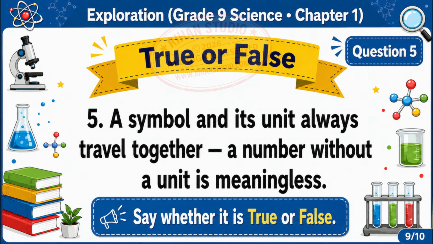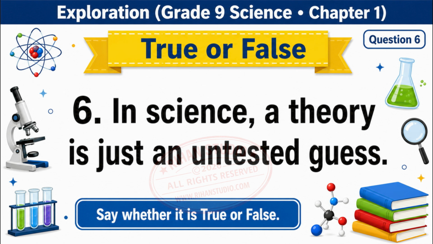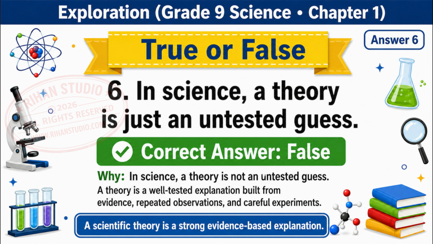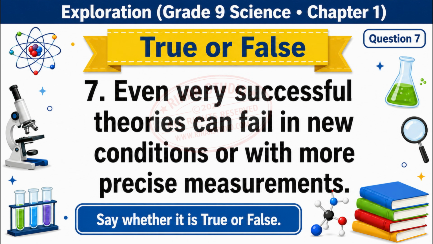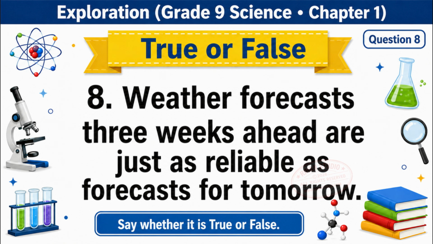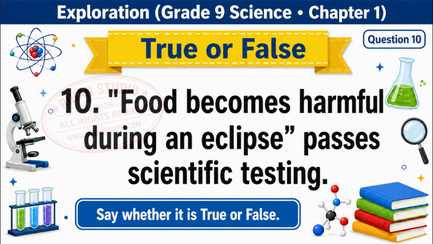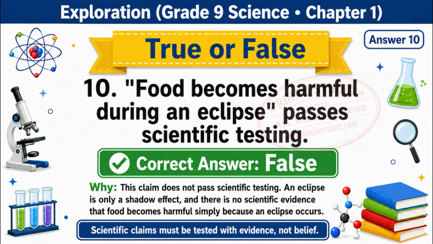A symbol and its unit always travel together. A number without a unit is meaningless. True. In science, a theory is just an untested guess. False. Even very successful theories can fail in new conditions or with more precise measurements. True. Weather forecasts 3 weeks ahead are just as reliable as forecasts for tomorrow. False. A mismatch between prediction and observation is a useful clue, not just a failure. True. Food becomes harmful during an eclipse, passes scientific testing. False.